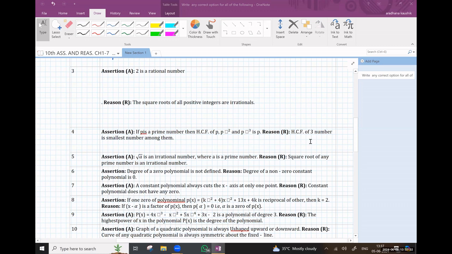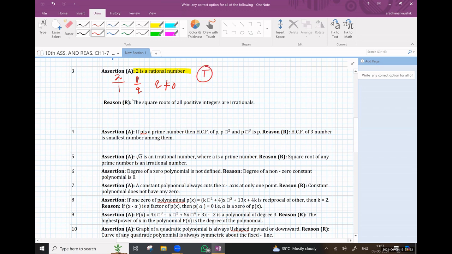Question 3, assertion A is 2 is a rational number. So we all know that 2 is a rational number because 2 can be written in the form of 2 by 1, P by Q, and here Q is not equal to 0. So we can say this is true.